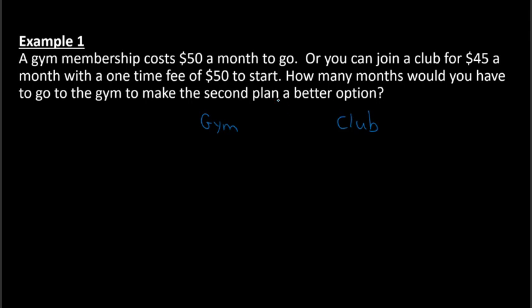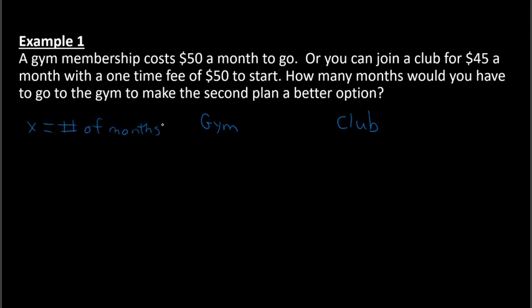The gym membership is $50 a month to go. And actually before we begin, we need to establish what is our variable. All right, so what are we trying to find? We have how many months would you have to go? So what you're trying to find is the number of months. So let's let x equal the number of months.